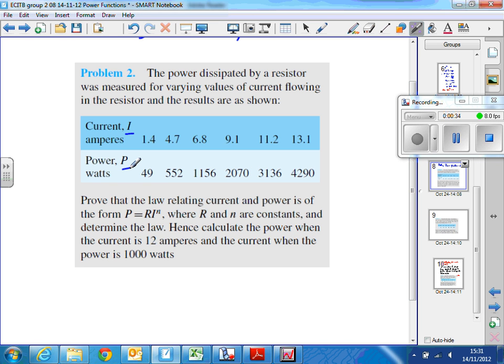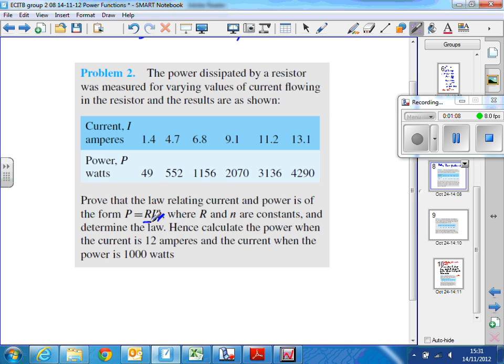So it'll be some sort of voltage across a resistor, and we're measuring the power loss across the resistor and the current through the resistor. Prove that the law relating current and power is of this form. So often in engineering we find this sort of relationship coming up. Y, in this case the power, is related to X, which in this case is the current, multiplied by some constant and raised to a power. And what we have to do is find out what this power is, n, and what the value of r is, the constant in here.